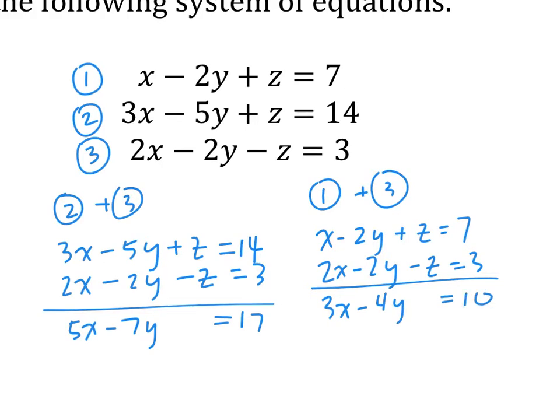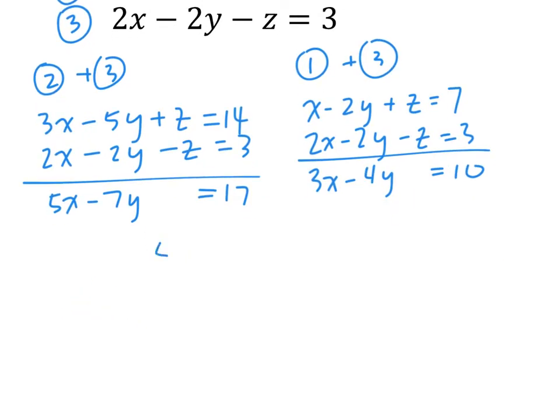Okay, now that I successfully got rid of z from two equations, I can use the newly created equations, which there are two, with only two variables, and then I can continue eliminating. So 5x minus 7y equals 17, and then 3x minus 4y equals 10. They are now my two new equations. I can keep doing what I was doing before. So elimination is probably the fastest way to do this.